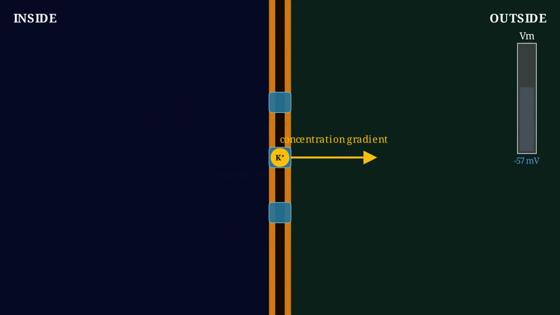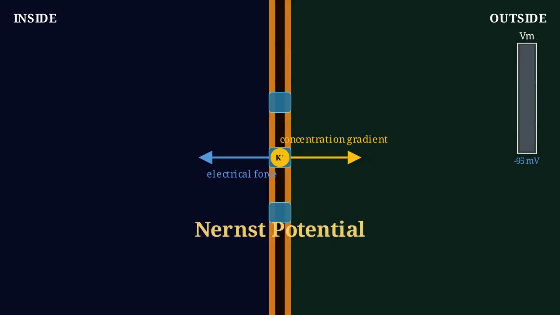So the concentration gradient pushes potassium out of the cell, while the electrical voltage pulls the positively charged ions back in. The Nernst potential is the membrane voltage at which these two forces exactly balance. At that voltage, there is no net movement of potassium, even though both forces are still present.